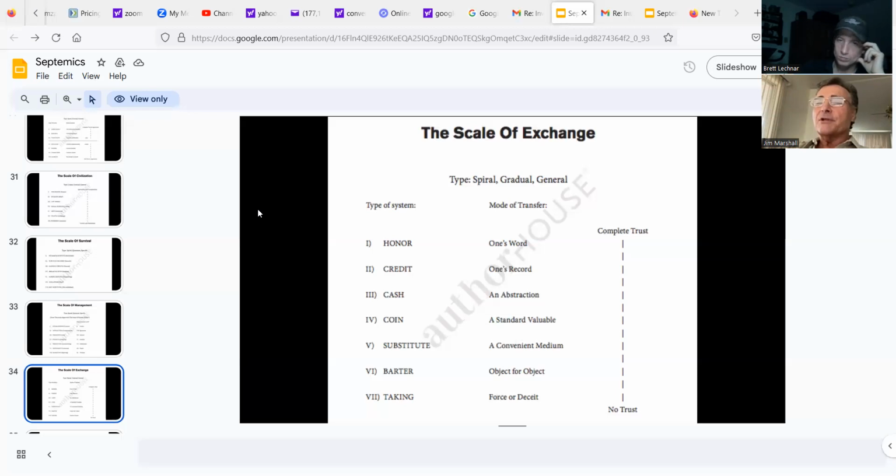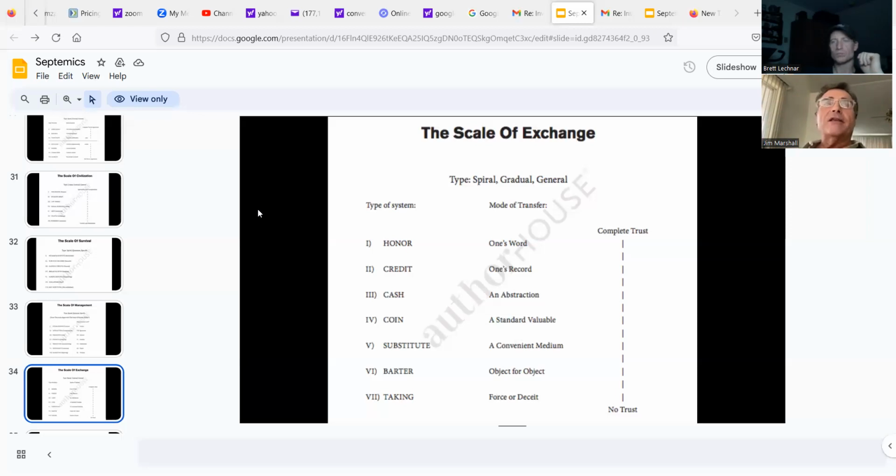Up from that is substitute. Now, a substitute is a convenient medium. So, for example, you know, in America, we have the term the buck or a buck. You give somebody $1, say, give me a buck. You give them $1, right? Why is it called a buck? Because on the American frontier, a buck was an adult male deer. So you would kill the deer, you would skin it, and then you would trade the skin as a medium of exchange. So trapping was a convenient medium.